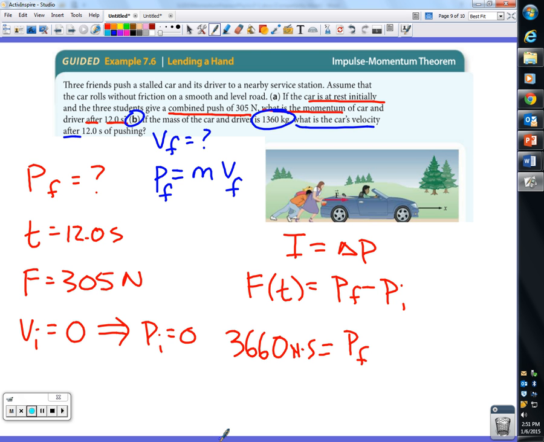So to get V final, you're just going to take what? You're going to take momentum and do what to it? Divide it by the mass. And if I'm not mistaken, the 2.67? Is that what it ends up being? All right, good there?